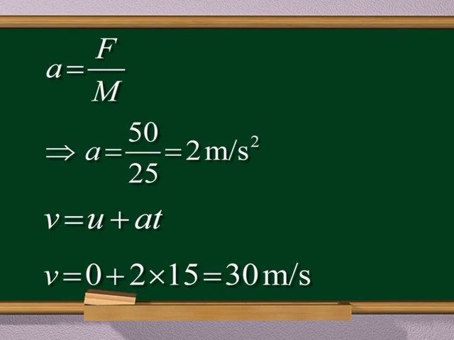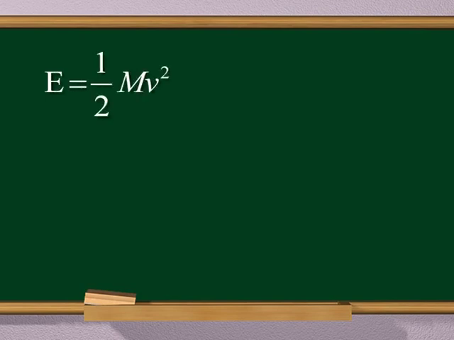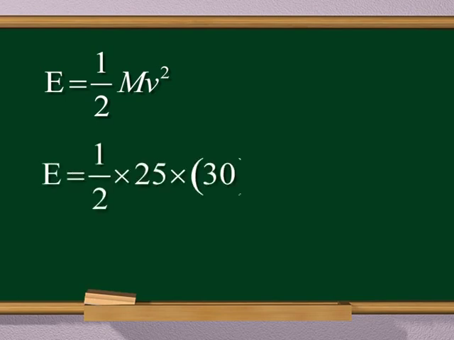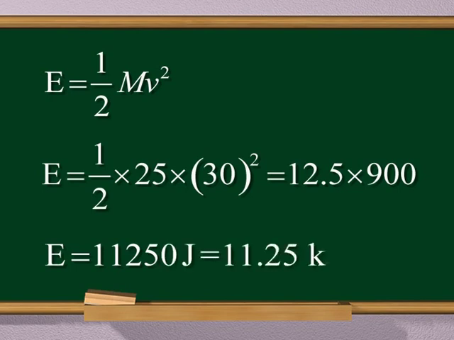Since kinetic energy of the body of mass m and velocity v is E equal to half mv square, we can write E is equal to 1 by 2 into 25 into square of 30, which is equal to 12.5 into 900. Multiplying this, we get the kinetic energy of the body after 15 seconds as E equal to 11,250 joules, which is also equal to 11.25 kilojoules.